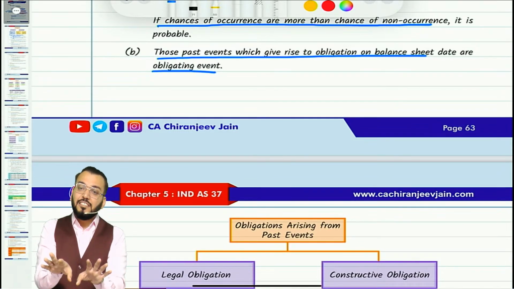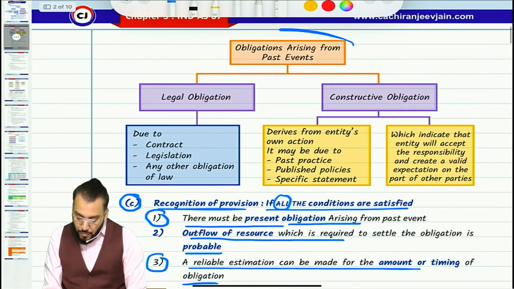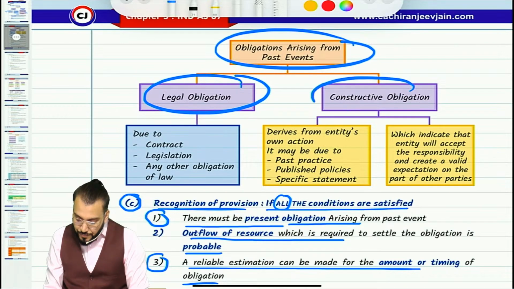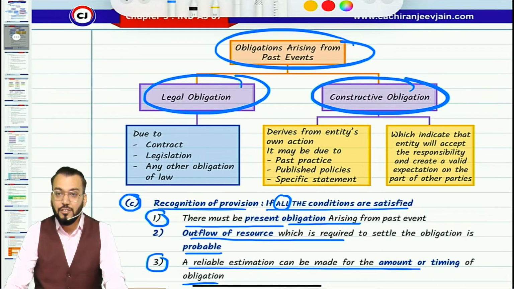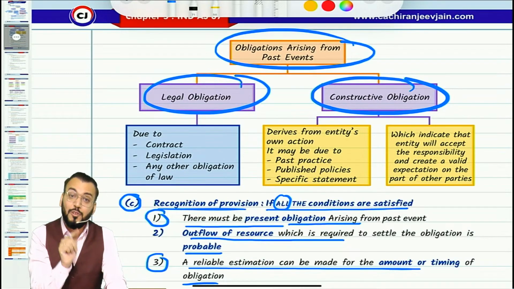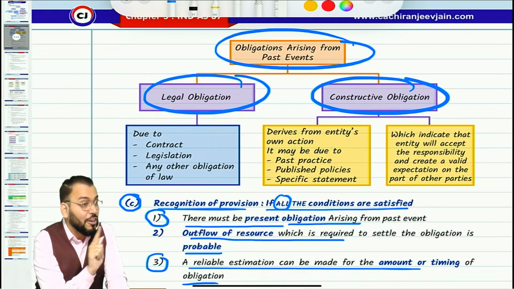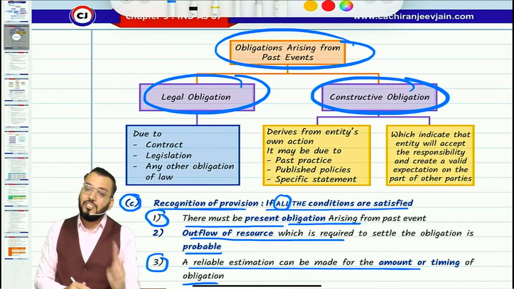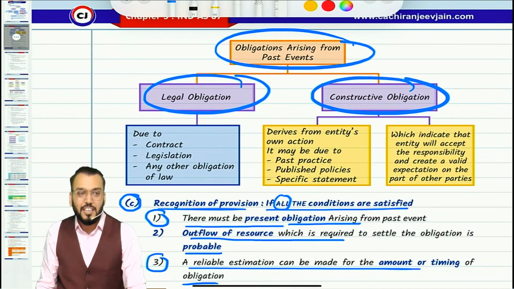So what Ind AS 37 says is that there are two types of obligations. One is legal obligation, one is what? Constructive obligation. Obligation arising from a past event. We are discussing which obligation? Which arises from a past event. We are not discussing any obligation which is arising from a future event. Correct? So this type of obligation is of two types: legal obligation and constructive obligation.